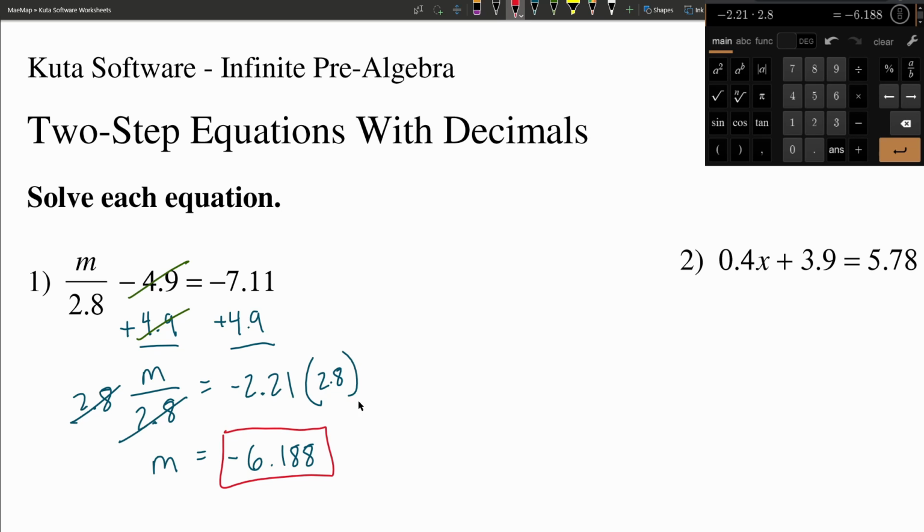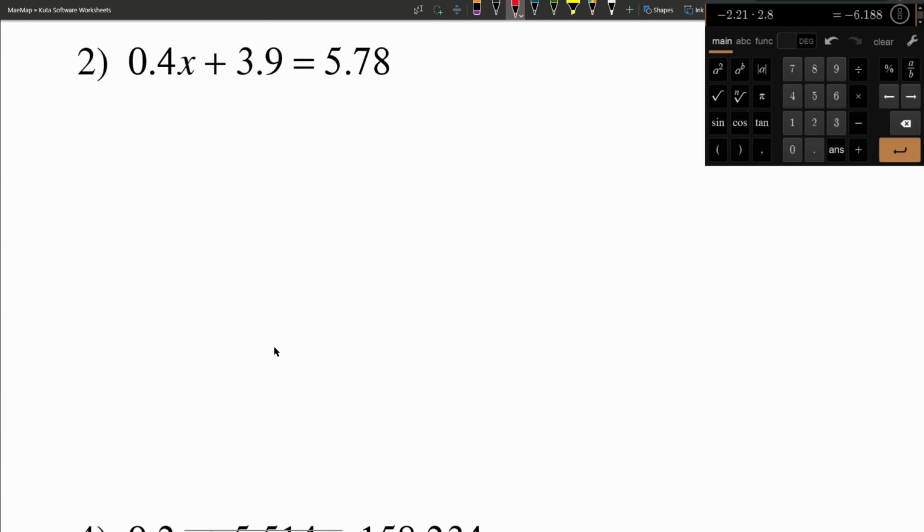Let's move on to number 2. Number 2 is similar to number 1 in the fact that we have 2 terms on our left-hand side and 1 term on our right-hand side. On our left-hand side, we have 0.4 times x plus 3.9 equals, on our right-hand side, 5.78. In order to solve, we need to isolate that x. And because it's multiplied by 0.4, I'm going to need to eventually divide by 0.4 to get the x by itself, but I'm going to actually start with this other term that's not multiplied by our variable.